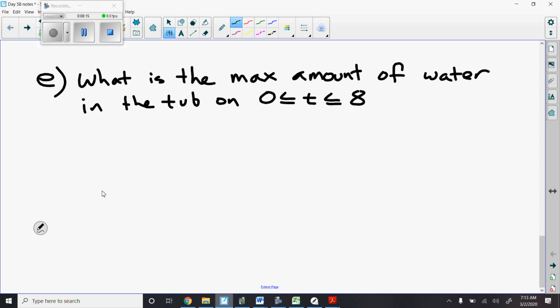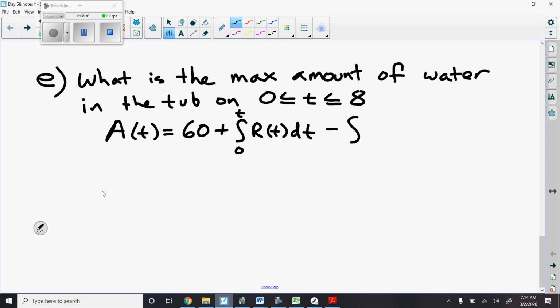So, it's asking about the amount of water in the tub. Well, we already have an equation for the amount of water in the tub. Just as a reminder, that equation is A of t equals 60 plus integral 0 to t of r of t dt minus integral 2 to t of 5 dt. Okay, so that is our amount of water in the tub equation.